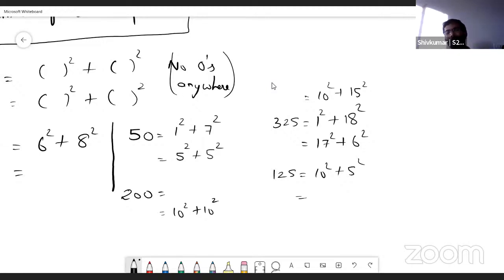What is the closest square to 200? 225? 225 is beyond 200. Below 200, 14 square is 196. Exactly. So 14 square plus what square? 14 square plus 2 square. Exactly. 2 square plus 14 square is 200.